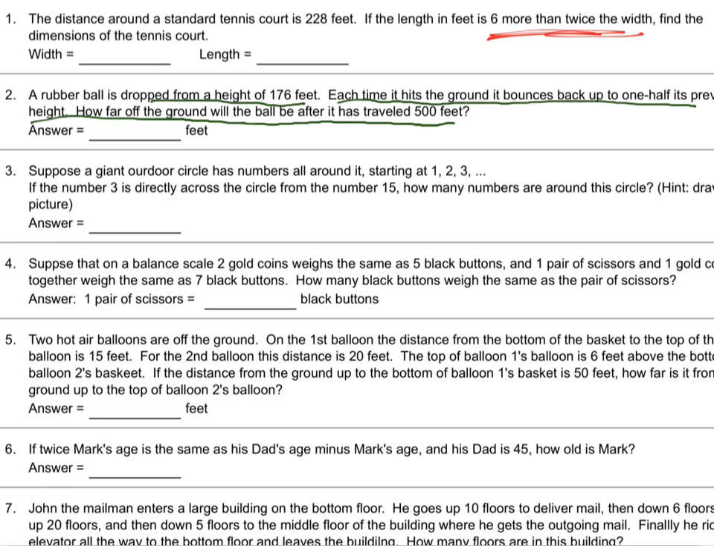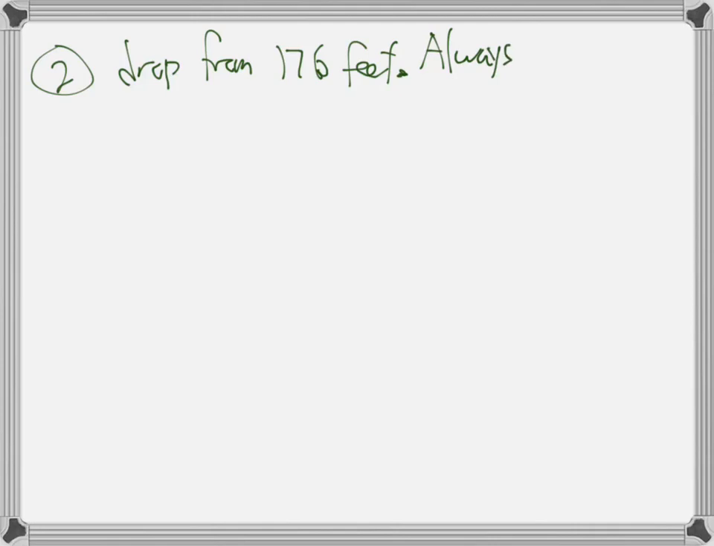Can a ball bounce all the way back up? Like this one's bouncing up halfway. Here, let me write the facts out. So we drop it from, what is it, 176 feet. It always bounces up halfway. So in other words, well, let me just stop right there.